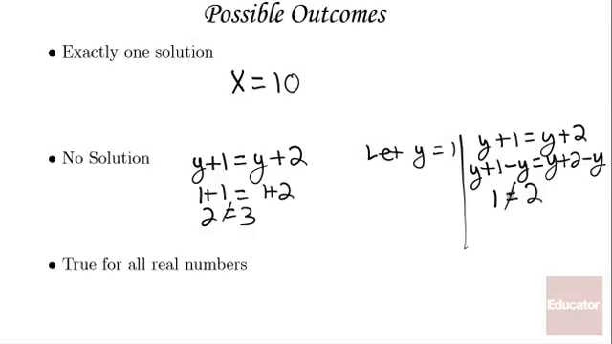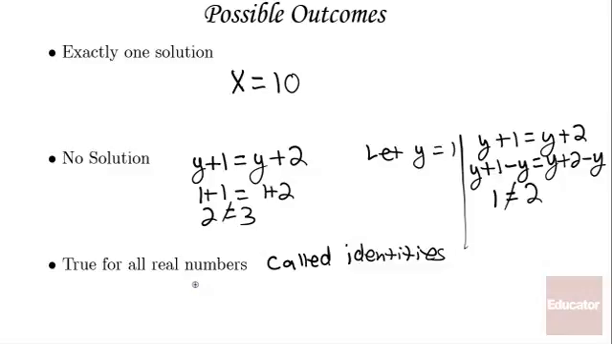There's also situations where an equation is true for all real numbers. There's an infinite number of solutions. And there's a special name for these equations, which are true for all real numbers. They're called identities.